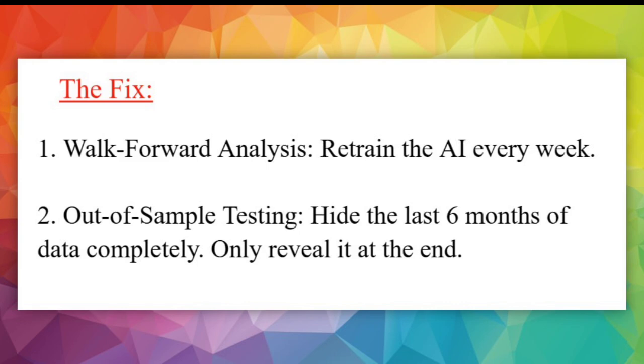Number 2. Out of sample testing. Hide the last 6 months of data completely. Only reveal it at the end. See that? The AI failed. That saved me $10,000. Always kill your darling bot in backtesting before you kill your bank account live.